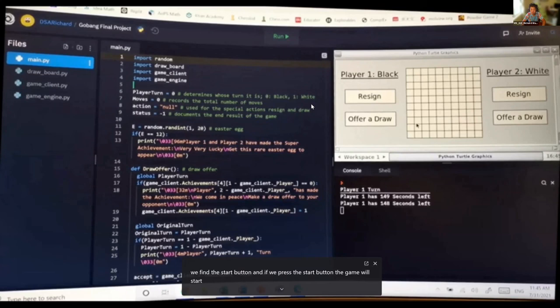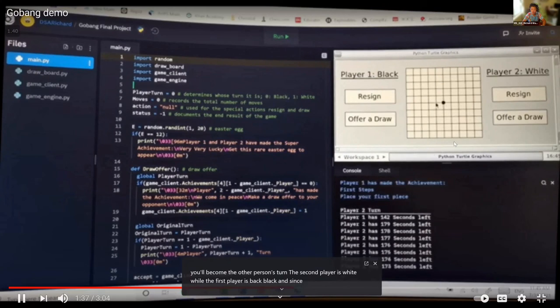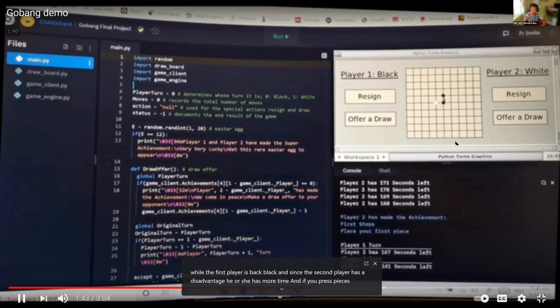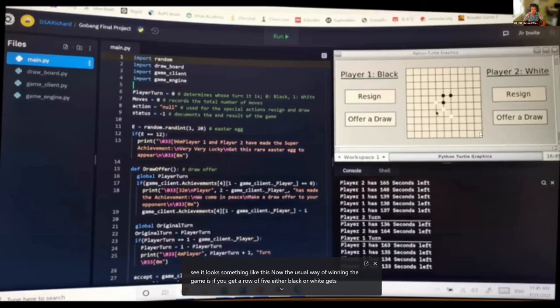Here you can see that each player has a timer, and if you place a piece by pressing on the board, it'll become the other person's turn. The second player is white while the first player is black, and since the second player has a disadvantage, he or she has more time. And if you press pieces, you can see it looks something like this. Now, the usual way of winning the game is if you get a row of five. Either black or white gets a row of five.